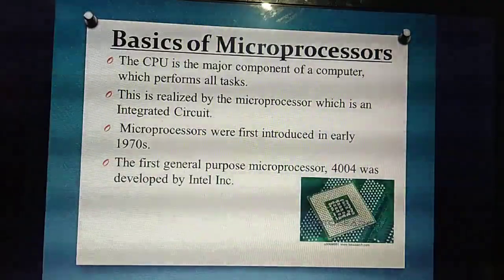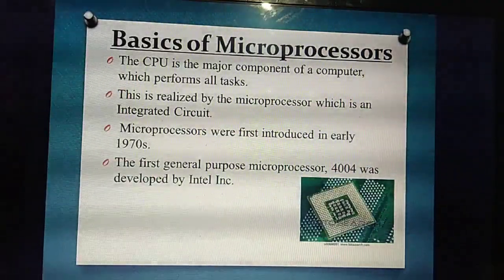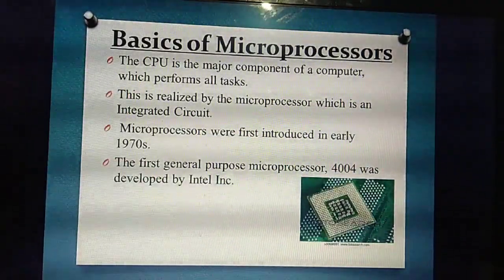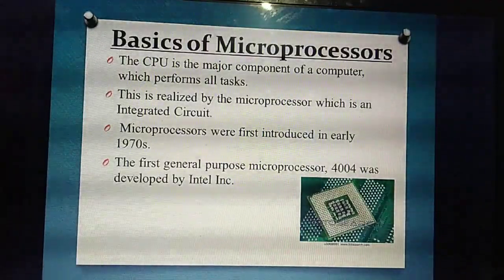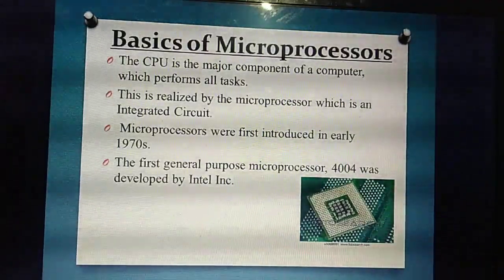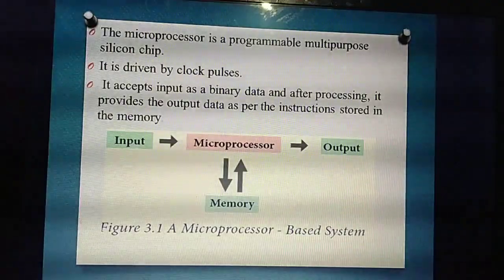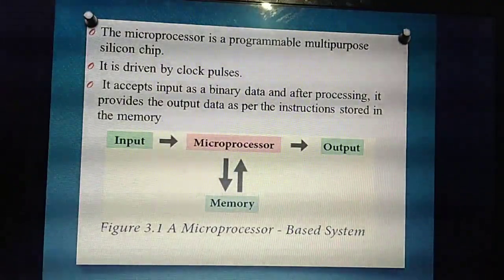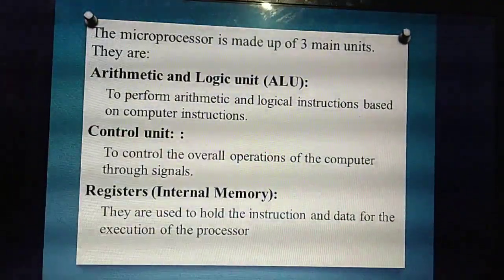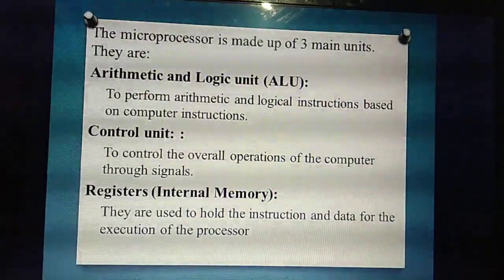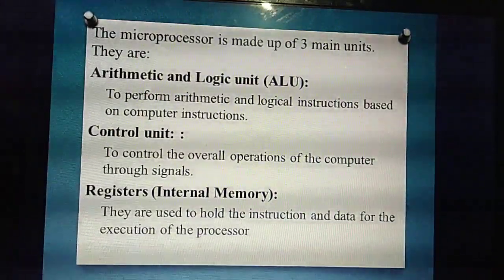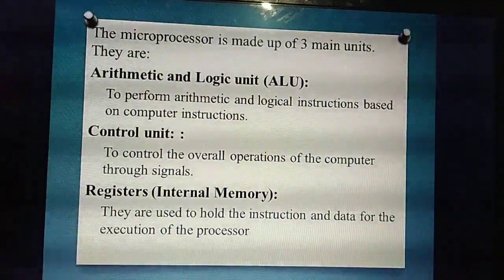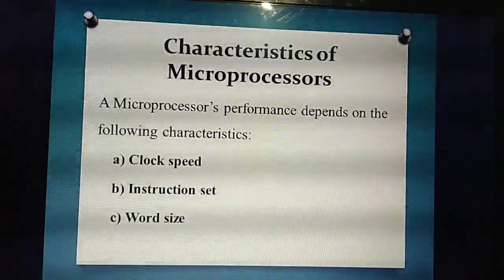Last class I taught about the microprocessor. Which is the major component inside the CPU to perform the task? The microprocessor. Then I explained this block diagram and completed up to this. The microprocessor is made up of three main units. What are the units? Arithmetic logic unit, control unit and registers.